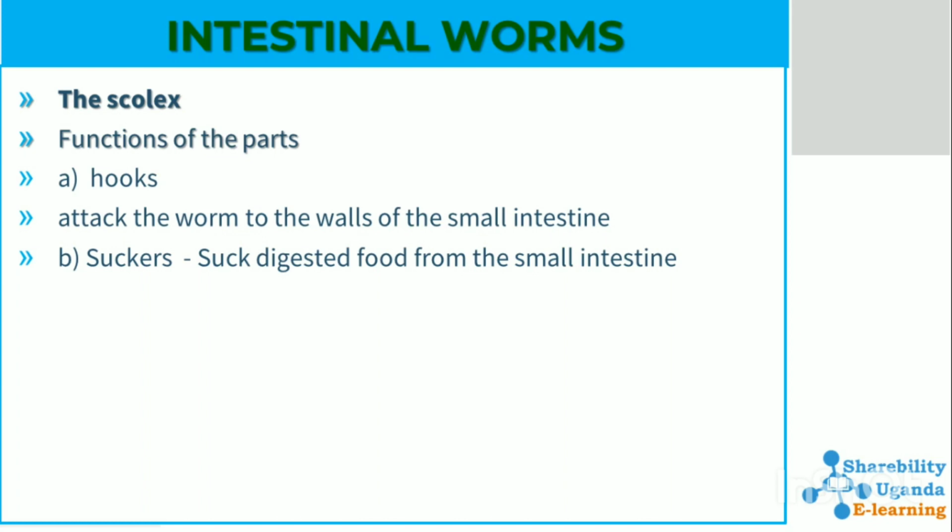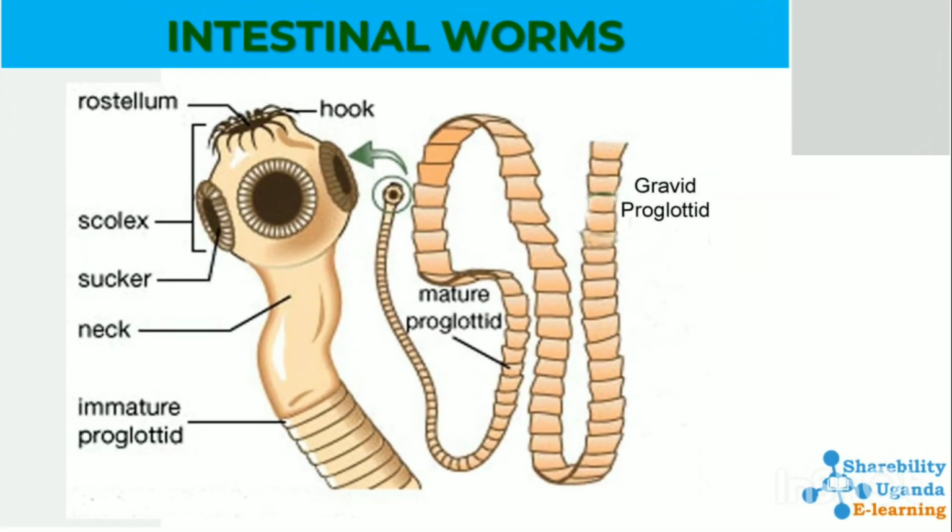The tapeworm has hooks which help it to attach to the walls of the small intestines. It has suckers which suck digested food from the small intestines. These are some of the parts of the tapeworms. Like we said, the scolex has the suckers and then the hooks. The hooks help the tapeworm to hook itself on the walls of the small intestines, and then the suckers help it to suck digested food from the intestines.